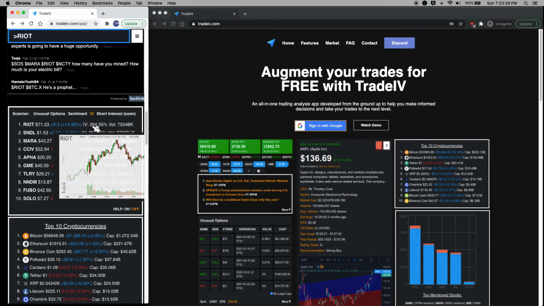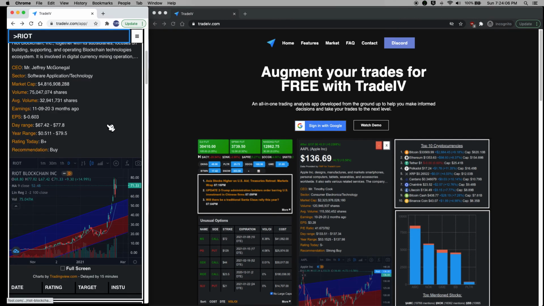People are bidding the options for Riot way up simply because they want to pay a lot of money to protect themselves from the downside of the stock. Therefore, as an option seller, in my personal opinion, I wouldn't want this value to be too high, because if it goes too high, that means the risk is extremely high as well.